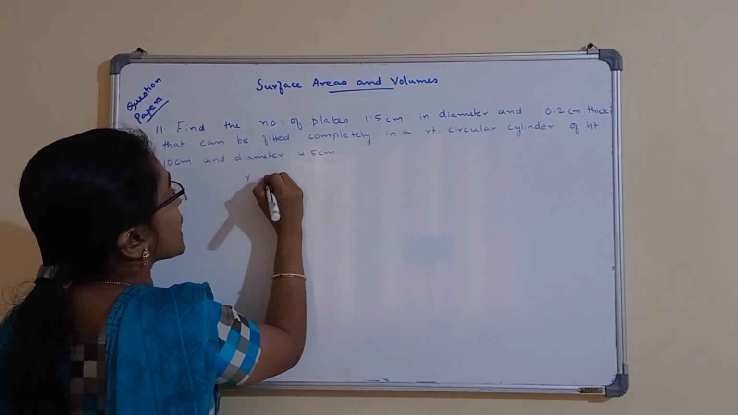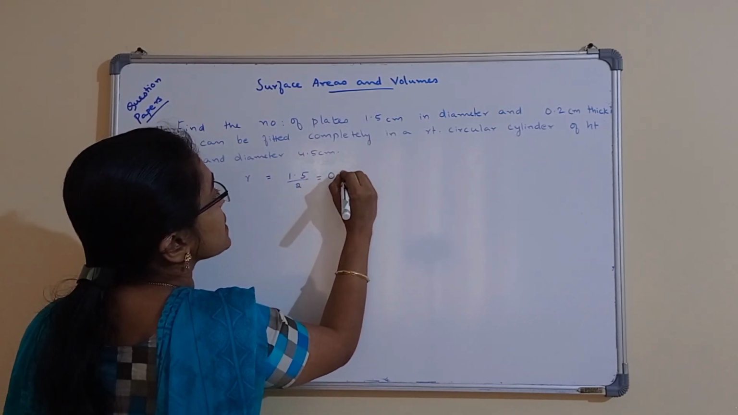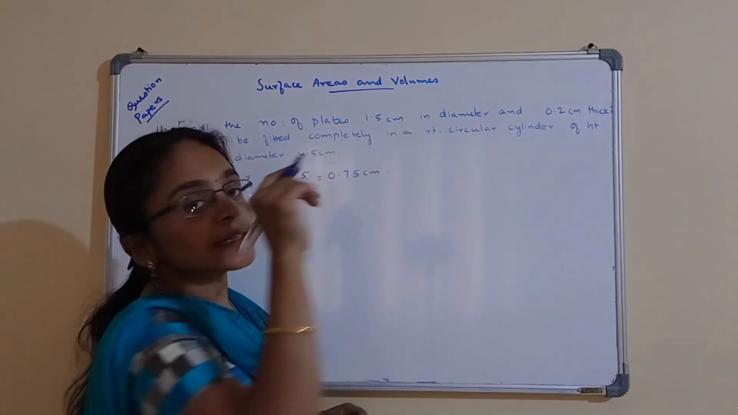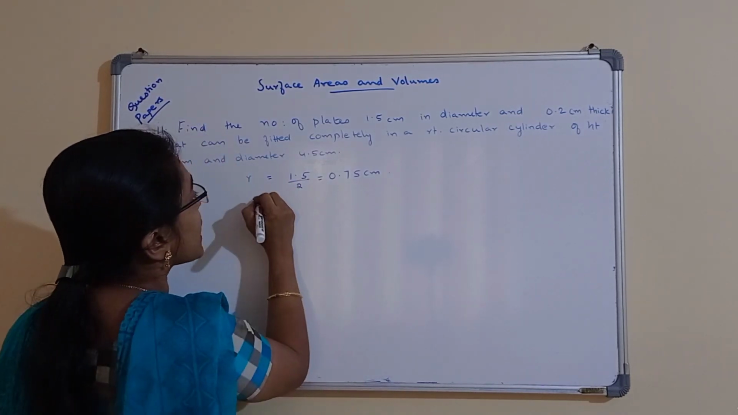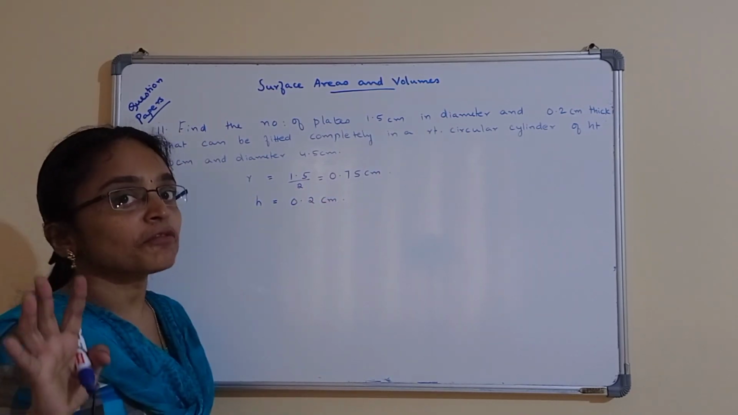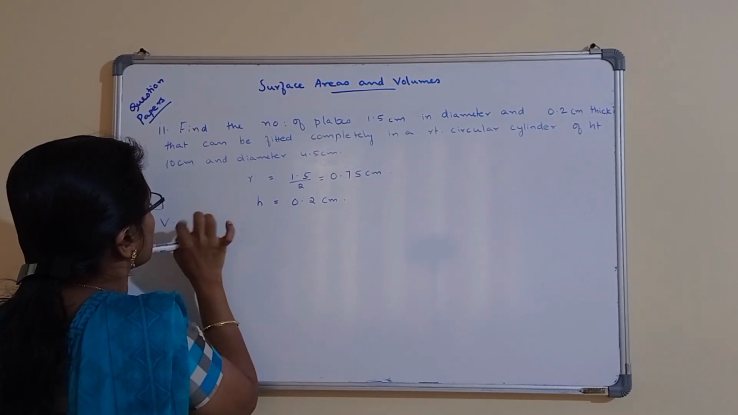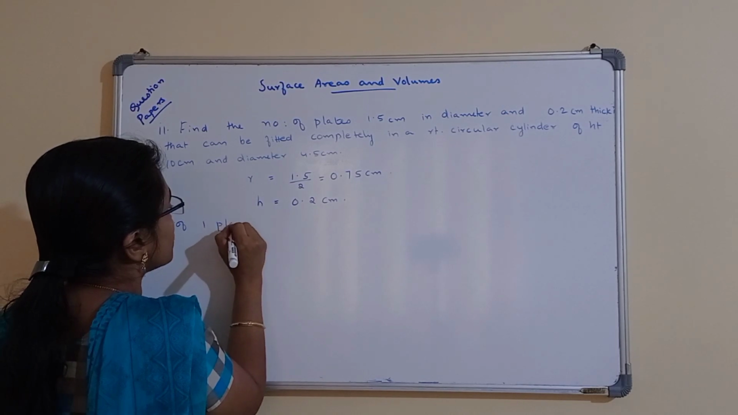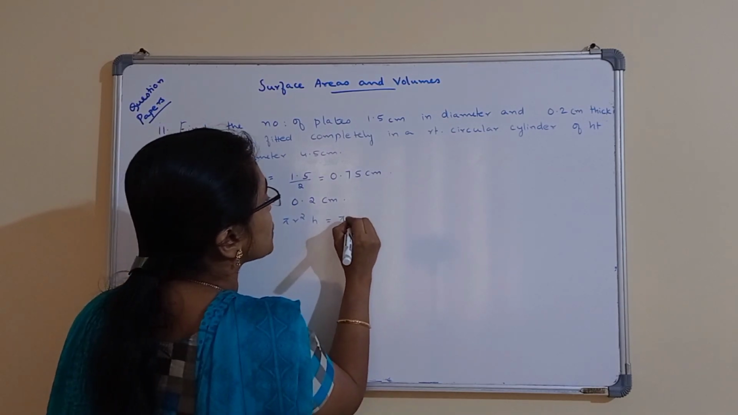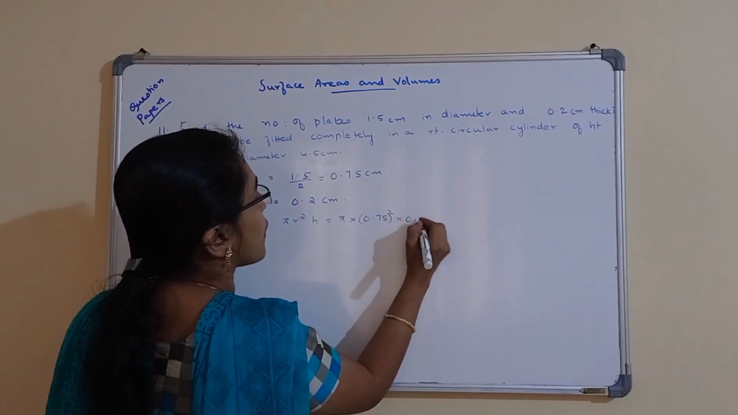Number of plates. Okay, so radius, we can consider plates. Radius of the plate is equal to 1.5 by 2, which is equal to 0.75 centimeter. And thickness can be taken as height. So height is equal to 0.2 centimeter. And what is the volume of a cylinder? It is pi r square h. Volume of one plate is equal to pi r square h, which is equal to pi into 0.75 the whole square into 0.2.